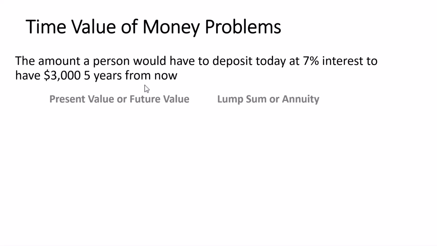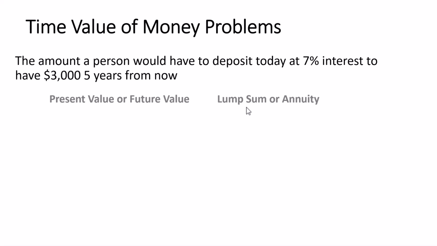When you're working through these problems, you wanna ask yourself two questions. The first question is, are we dealing with a present value or a future value situation? The second question is, are we dealing with a lump sum or an annuity? A lump sum would be a total dollar amount at a certain period of time, whereas an annuity would be a fixed amount, let's say over 5 years, per year.